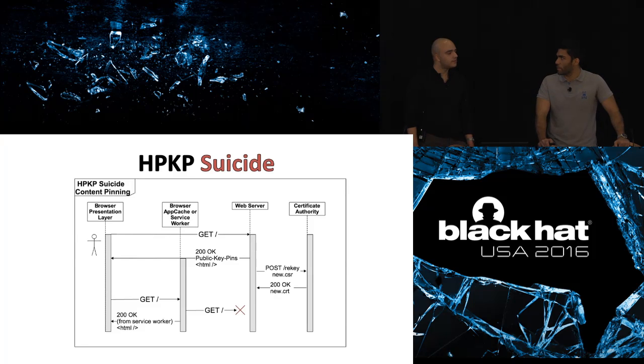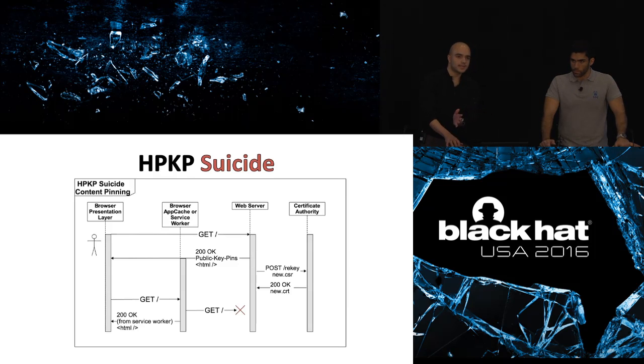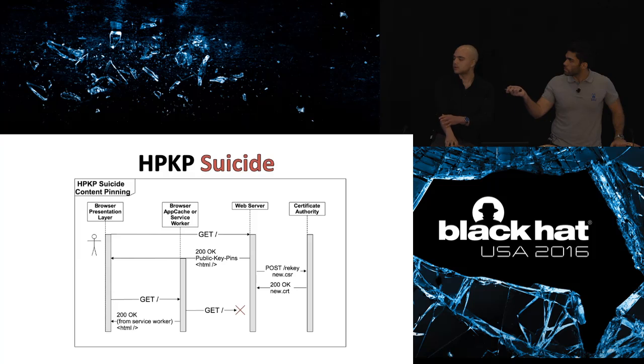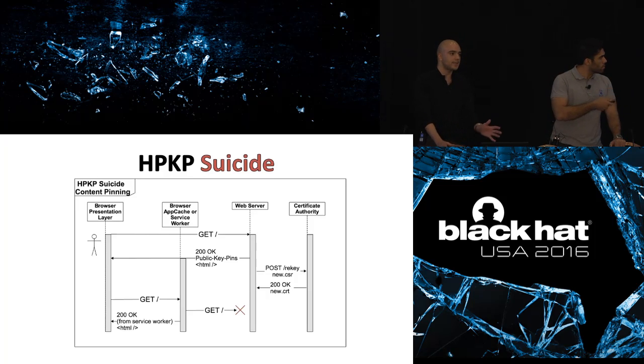A quick primer on what HPKP suicide actually looks like. Here we've got an HPKP suicide-based local content pinning scheme. This allows you to persistently pin a web page in the user's browser. First the user just requests the page like any other website. In this case, we're also including an app cache or a service worker to set up a long-lived client-side cache of the page. Afterwards, the TLS handshake completes, and then on the back end, the server is deleting its own private key, generating an entirely new one, requesting a new certificate from its CA for that new key, and serving HPKP headers.